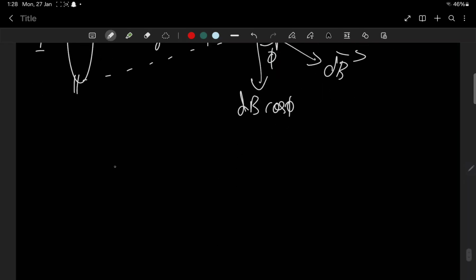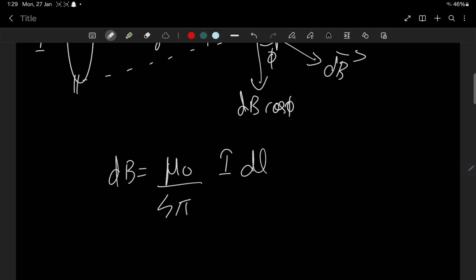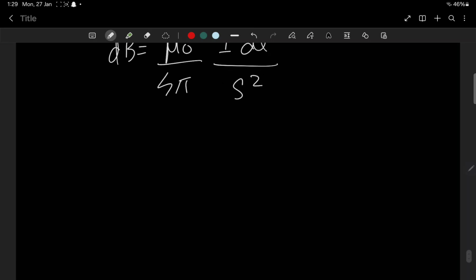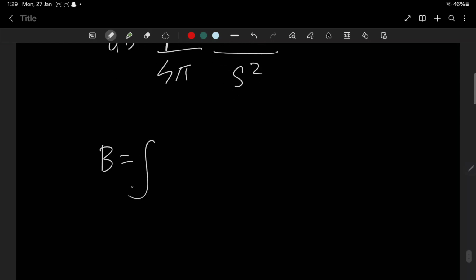So at last, what is dB equal to? Mu 0 by 4 pi, I dl sin theta by s square. Sin theta is what? 90 degrees only, so no problem. I dl by s square, the distance between this and this being s. So B can be written as the integral of dB sin phi. What is sin phi?